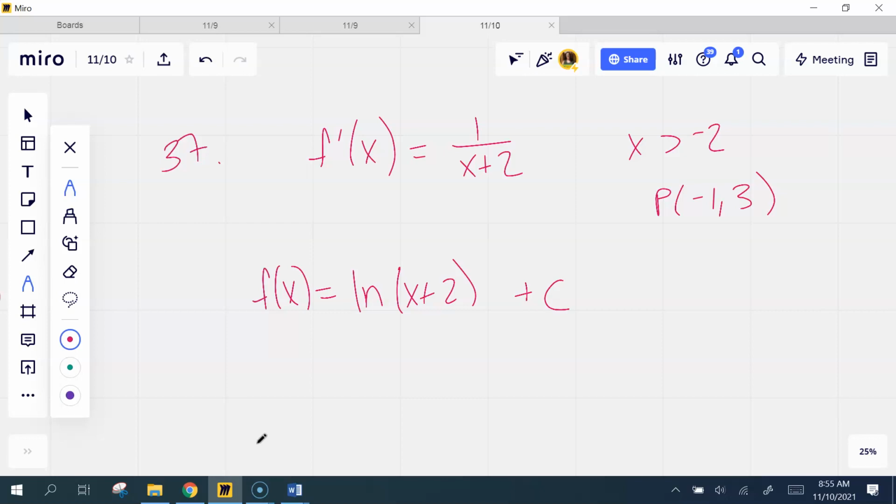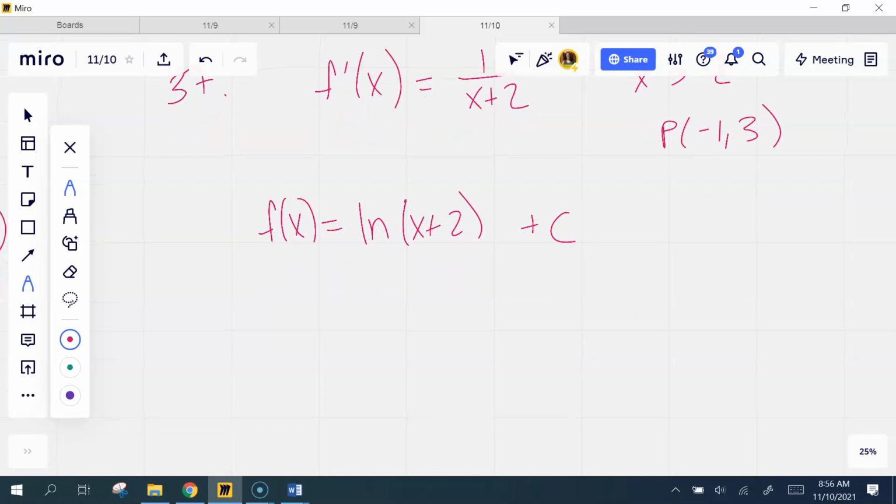So maybe I'm confused. I think this is an ln problem. I'm not 100% sure. I could take the derivative here and make sure that I come back to right. They'll use integrals, not antiderivatives. But yes, you could.